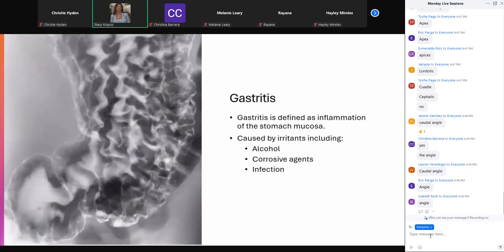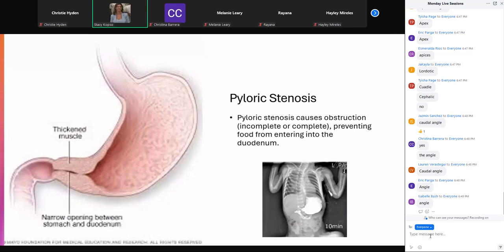Gastritis, that's inflammation of the stomach mucosa, caused from irritants like alcohol, infection, corrosive agents. Pyloric stenosis, that causes obstruction, preventing food from entering into the duodenum there. So you can see this narrow opening between the stomach and the duodenum from the thickened muscle there.